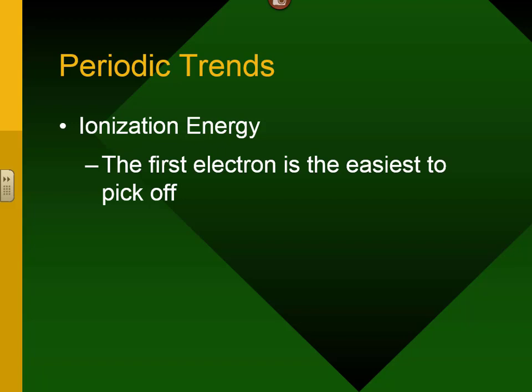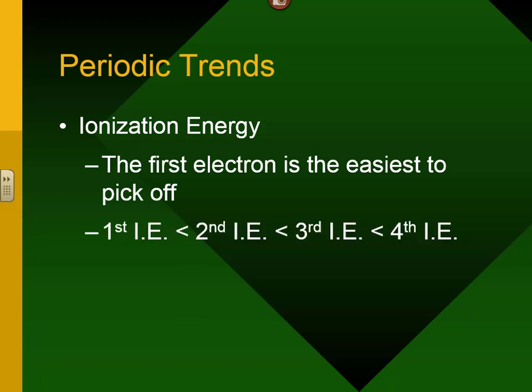If the nucleus has the same number of protons and you start to remove more electrons, then you have a greater positive charge compared to a smaller negative charge. That attraction or that pull on the electrons is that much more unbalanced. Every electron that you take off gets harder to remove. So the first electron is the easiest to remove. That's the one that takes the least amount of energy to take off. The second, the third, the fourth, and so on take more energy every time.